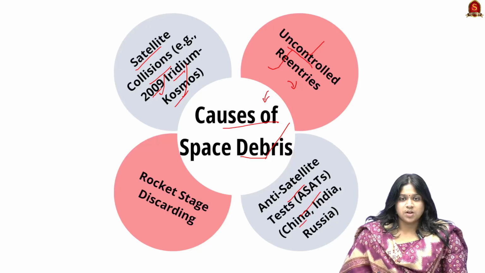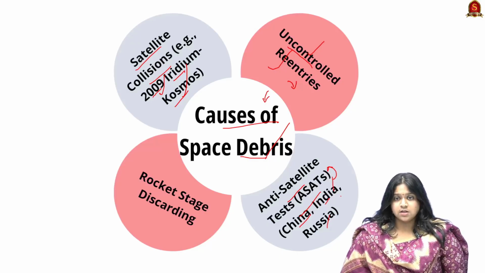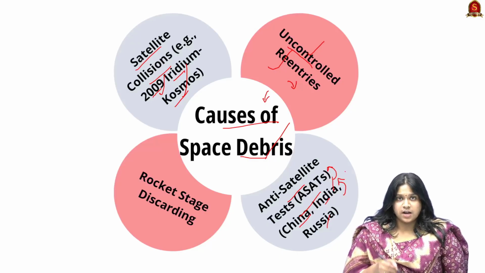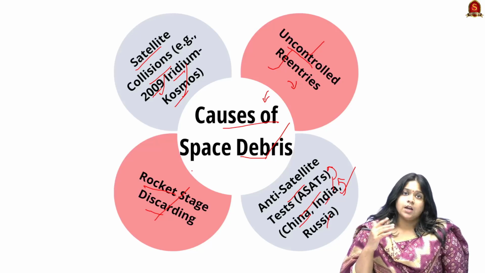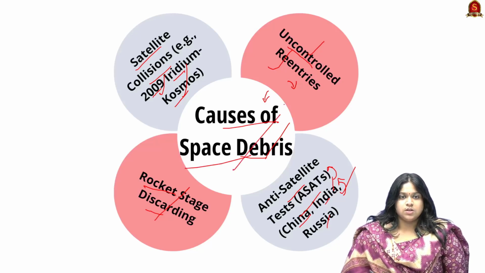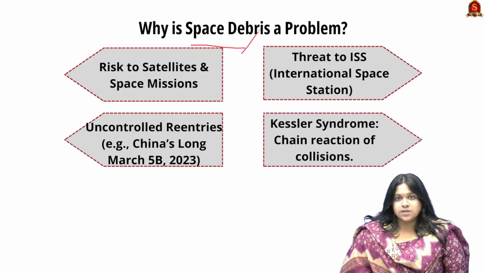Next is anti-satellite tests. For example, countries like China, India and Russia have conducted anti-satellite tests, that is, destroying satellites in space, and it can result in space debris. And next is, mainly, rocket stage discarding. We have seen how different rocket stages are discarded in every travel of the satellite, so it can cause space debris.